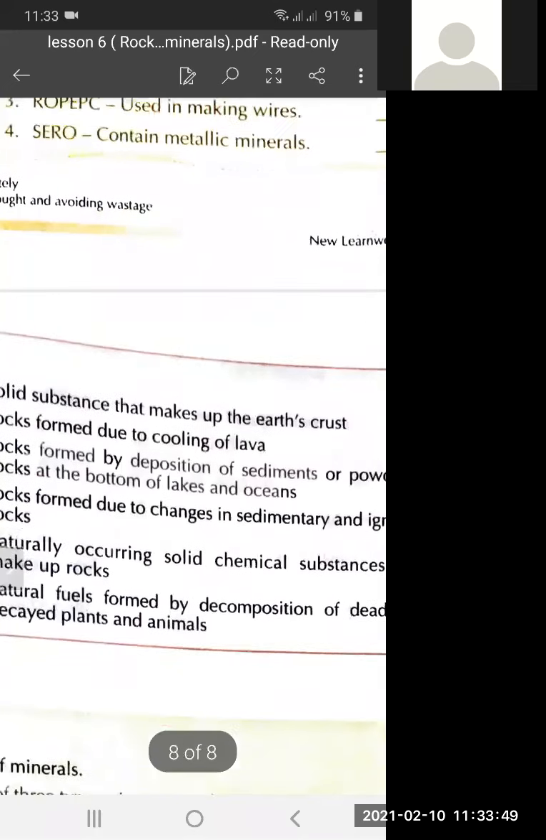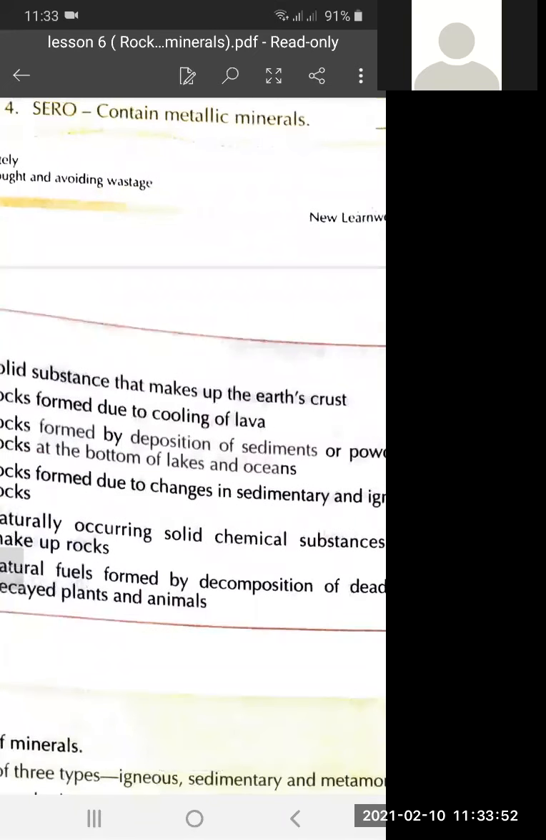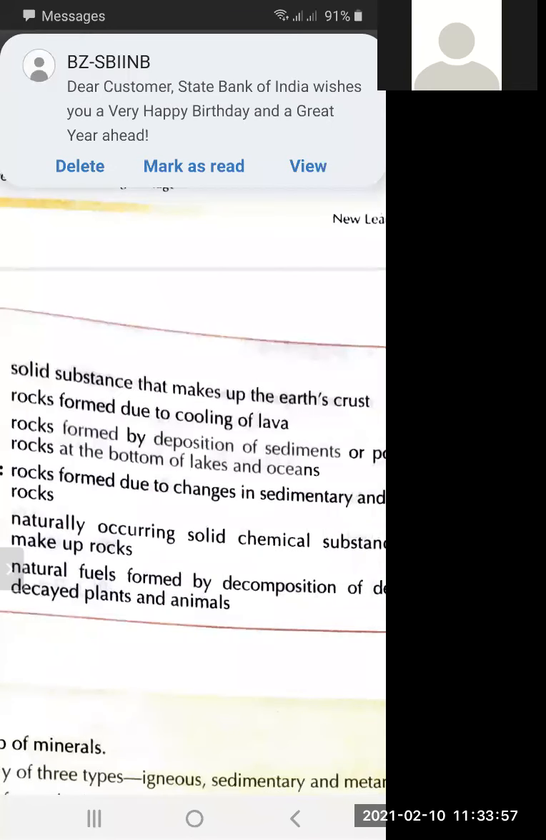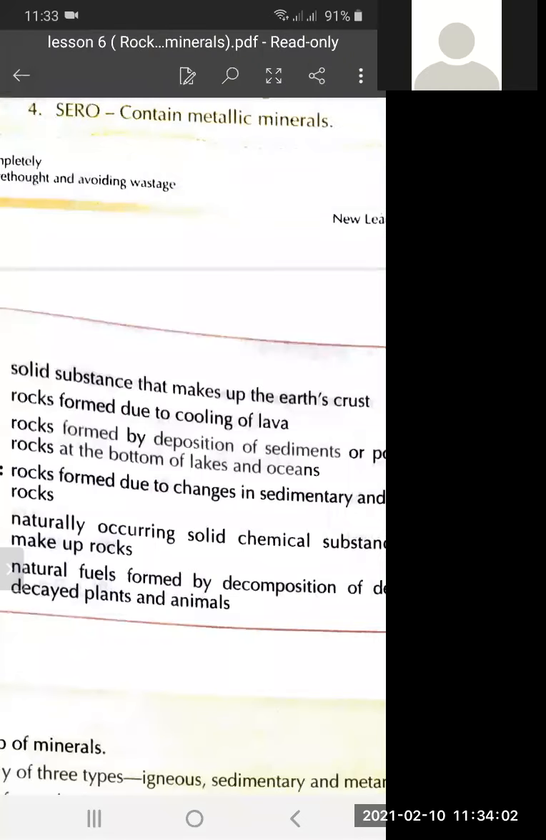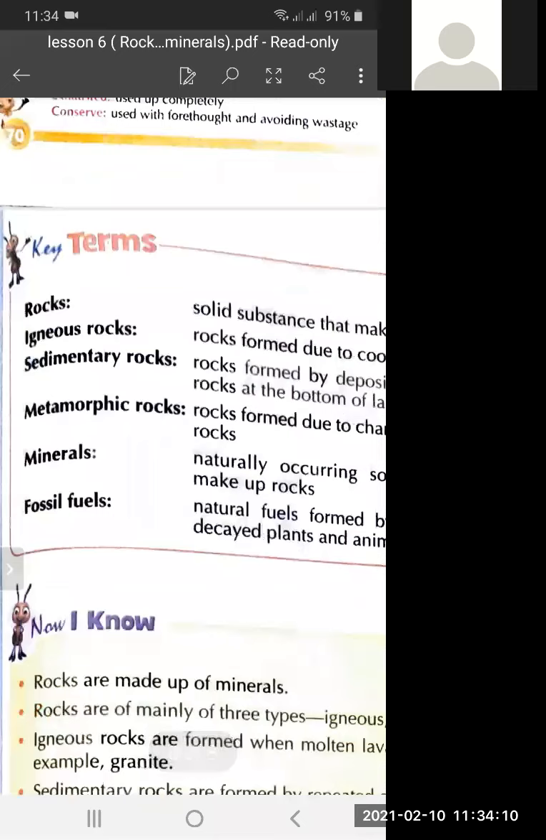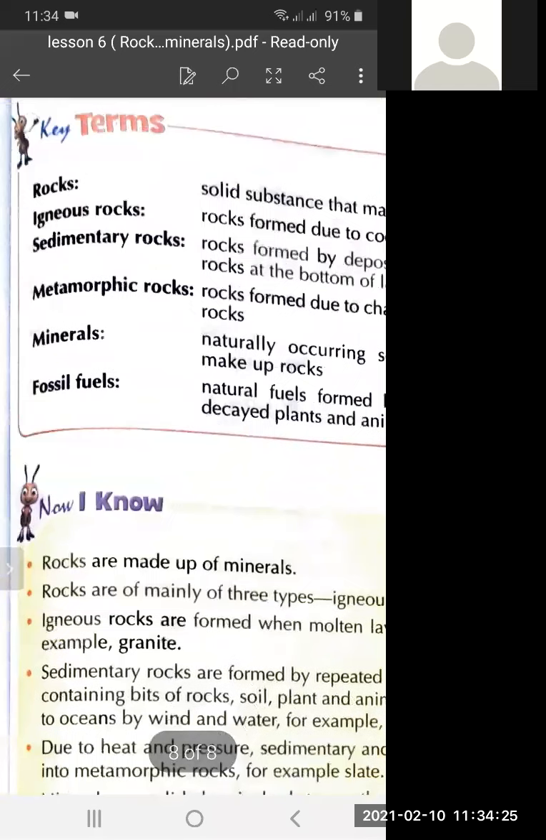So this was the reading of the lesson, rocks and minerals. Students, you have to learn this. Then there are key terms, that also you have to learn. Tomorrow we will do the back exercise, the internal questions, and the back exercise followed by short questions and long questions also.